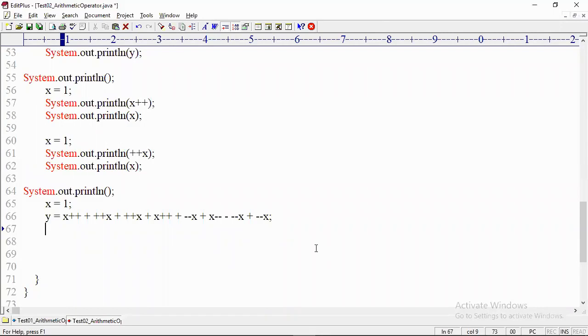What is the output you got? What is X value? What is Y value? System.out.println, X, Y, both I want. What is X value? X value 23? Srinivas, both X value 1 and Y value 1. How are you people getting Y value 23 above?